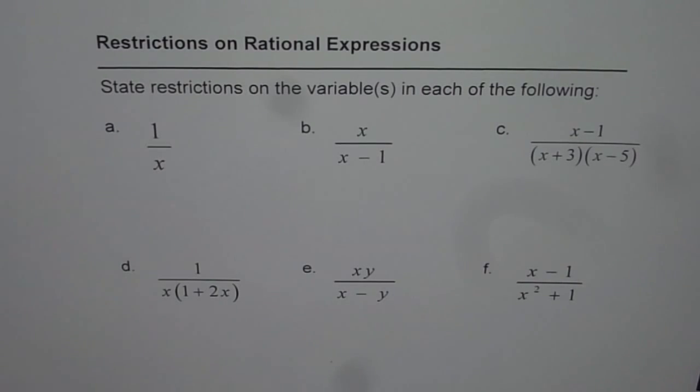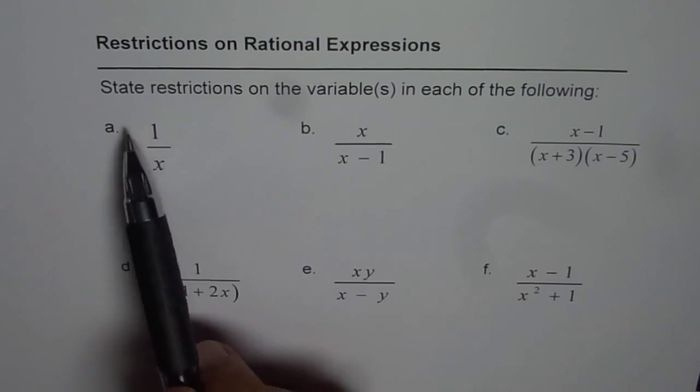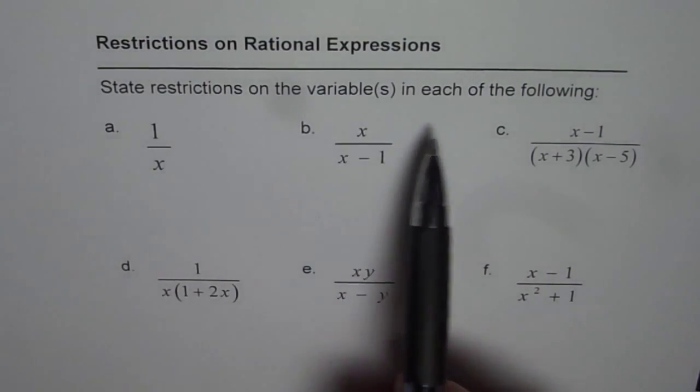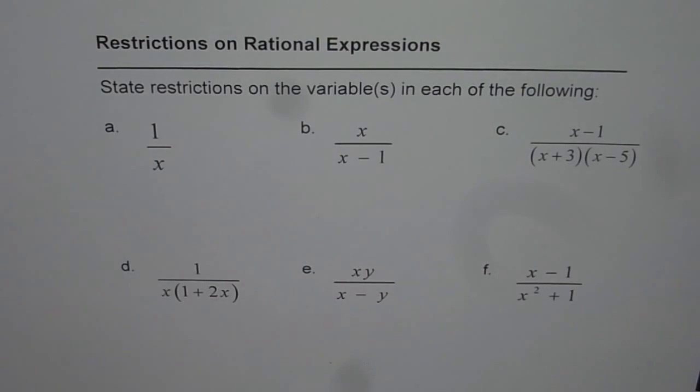Now let us try to understand how to find restrictions on rational expressions. The question here is, state restrictions on variables in each of the following. We have 6 examples. As you know, rational expressions are ratios of polynomials, and the denominator cannot be 0 since you cannot divide by 0. That leads to restrictions. So let's explore and figure out restrictions for each of these expressions.